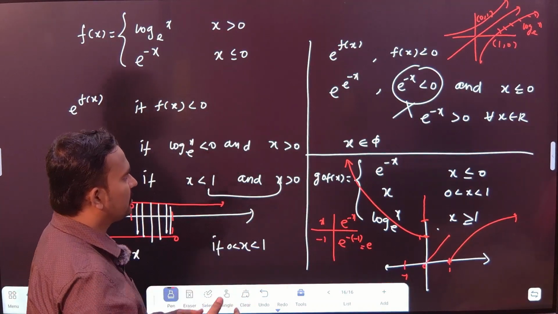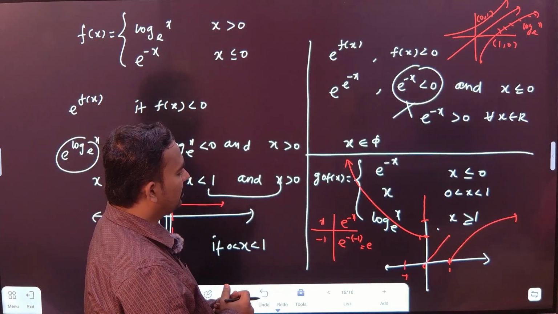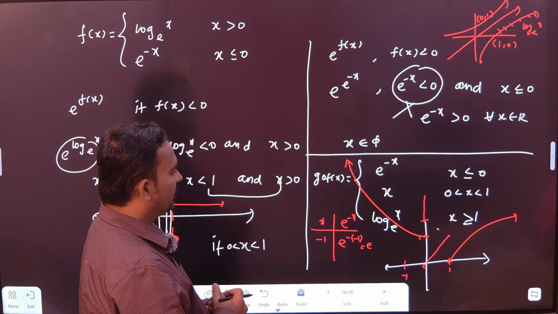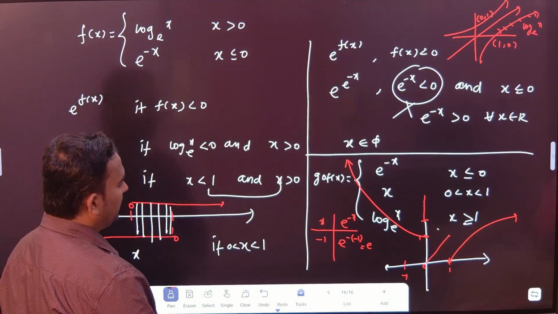E power minus x graph is what? This one, right? When x is less than or equal to 0. Understood? I hope everyone understood, right? This is the graph of g composition f of x, right?